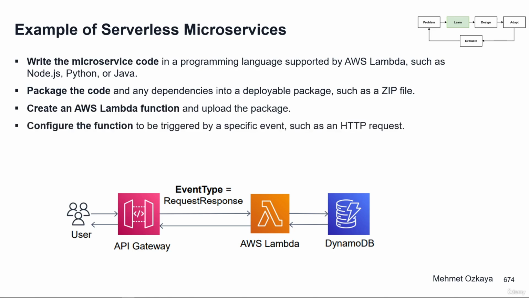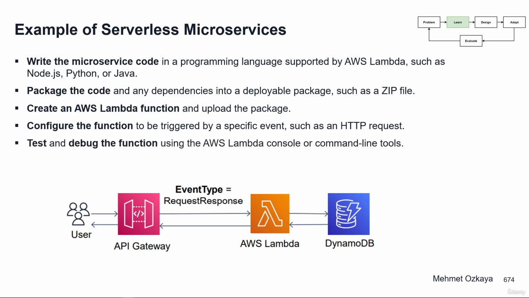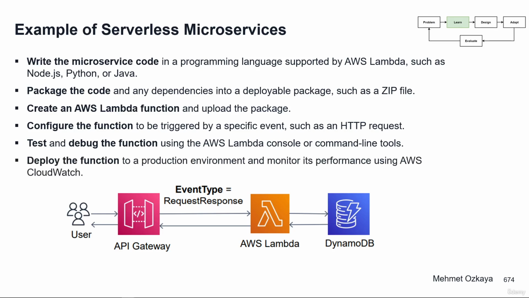The fourth step is to configure the function to be triggered by a specific event, for example an HTTP request from the API Gateway. The fifth step is to test and debug the function using the AWS Lambda console or command line tools. And the last step is to deploy the function to a production environment and monitor its performance using AWS CloudWatch.